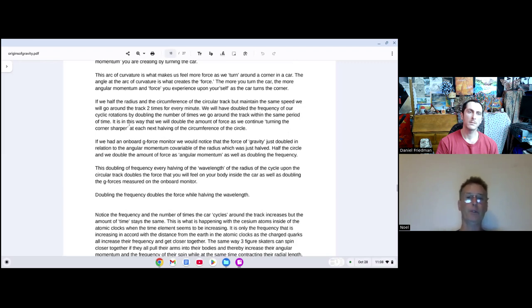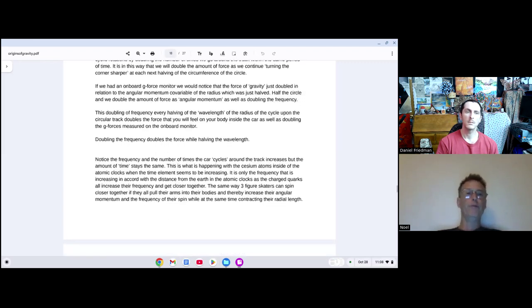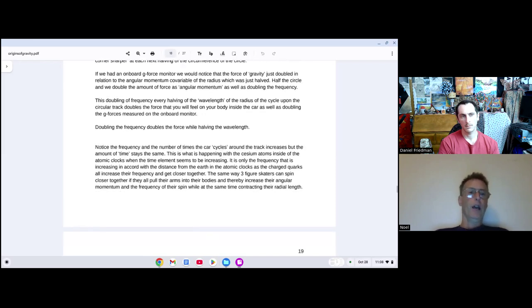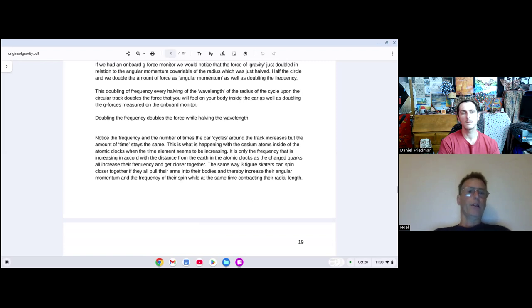It's in this way that we will double the amount of force as we continue turning the corner sharper at each next halving of the circumference of the circle. If we had an onboard G-force monitor, we would notice that the force of gravity did just double in relation to the angular momentum covariable of the radius, which has just halved. Half the circle and we double the amount of force as angular momentum, as well as doubling the frequency. So this doubling of frequency every halving of the wavelength of the radius of the cycle upon the circular track doubles the force that you will feel on your body inside of the car, as well as doubling the G-forces measured on the onboard monitor. Doubling the frequency doubles the force while halving the wavelengths.